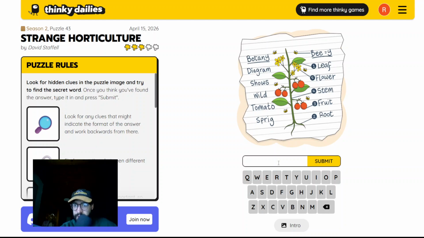So flower is 5. That means it's an N. Then we go with stem, which is 1, which is B. This makes no sense. NB. Then if we continue with fruit, that's tomato, that's 4, that's A. And then we continue with root, which is 3, and that's a T. And then we end up with leaf, there are 4 leaves, that's an A.